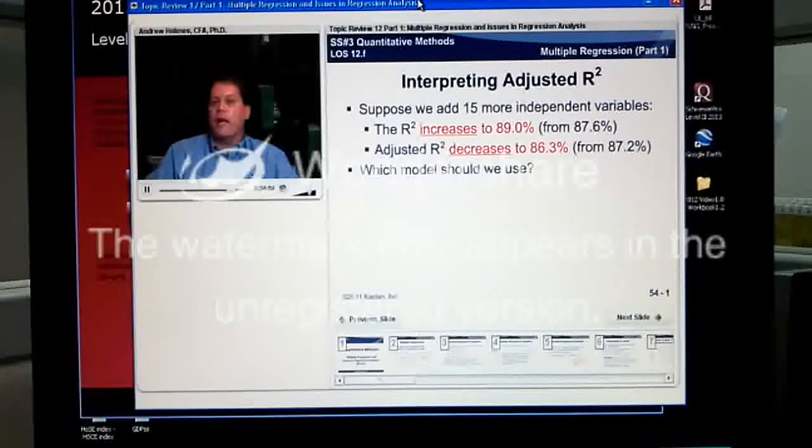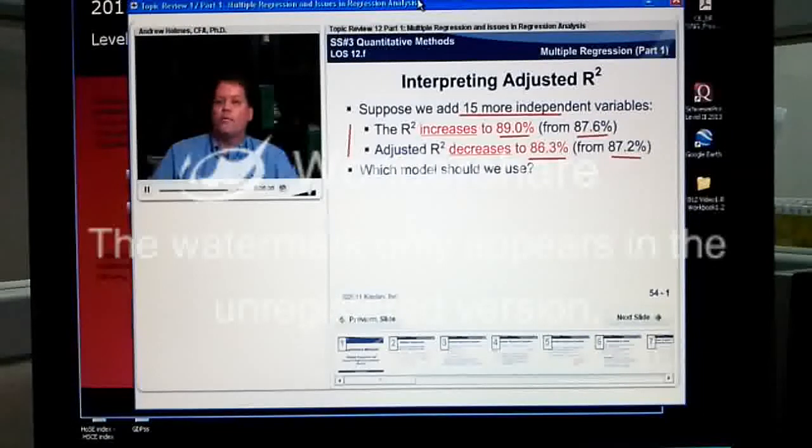So looking at a quick example here, suppose we took our hedge fund example where we had 3 independent variables and we added 15 more. So we went from 3 to 18. Well, the original r squared was 87.6. If you add 15 more variables, the only way r squared can move is up, so it moves to 89%. So you pick up a little bit of explanatory power, but the adjusted r squared, when you had 3 variables in the model, was 87.2. What's happening to the adjusted r squared with the addition of 15 variables? The adjusted r squared is actually starting to fall. So we see that we're in this realm where adjusted r squared is starting to fall.